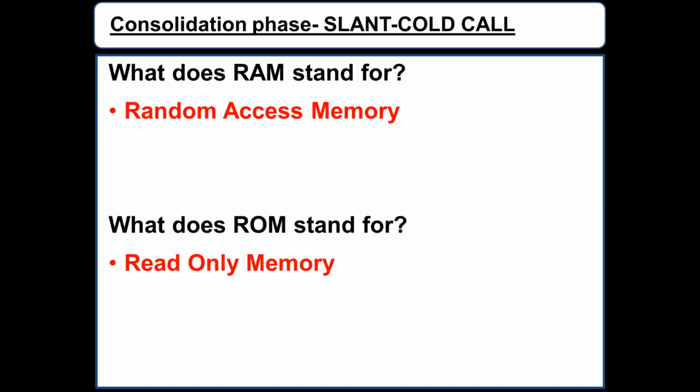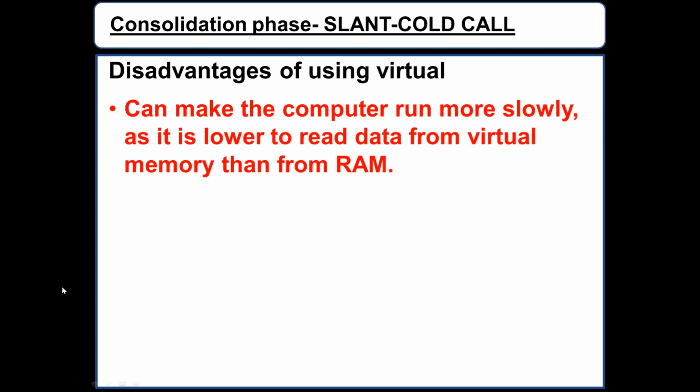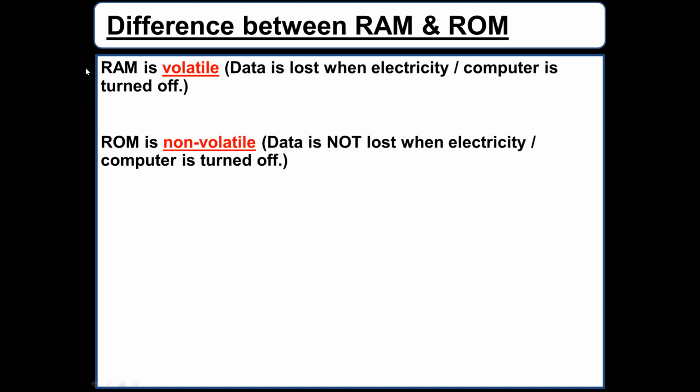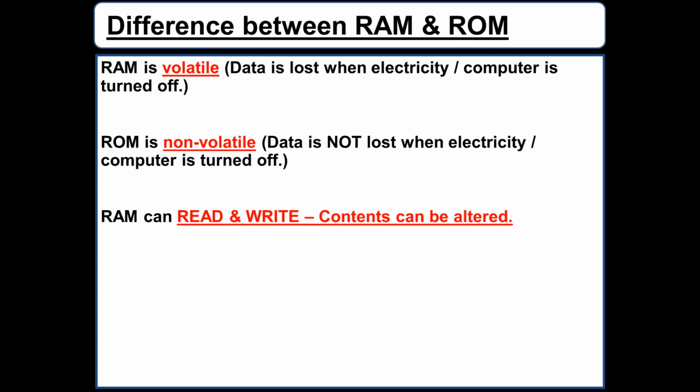So RAM stands for random access memory and ROM stands for read-only memory. So ROM can only read, it cannot write. So we went through all that. RAM is volatile. So these are the differences between RAM and ROM. If they do ask you about the differences, the main difference is that RAM is volatile, ROM is non-volatile. RAM can also read and write, which means contents in the RAM can be altered.